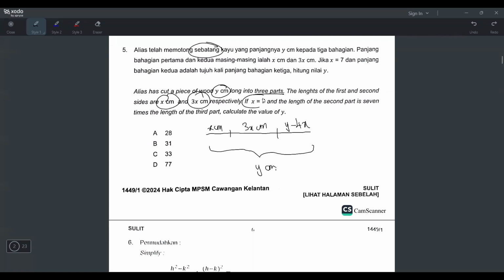And then it says if x equals 7, and the length of the second part is 7 times the length of the third part, calculate the value of y. Okay, if I want to find the value of y, I think I need to know all the panjang here.